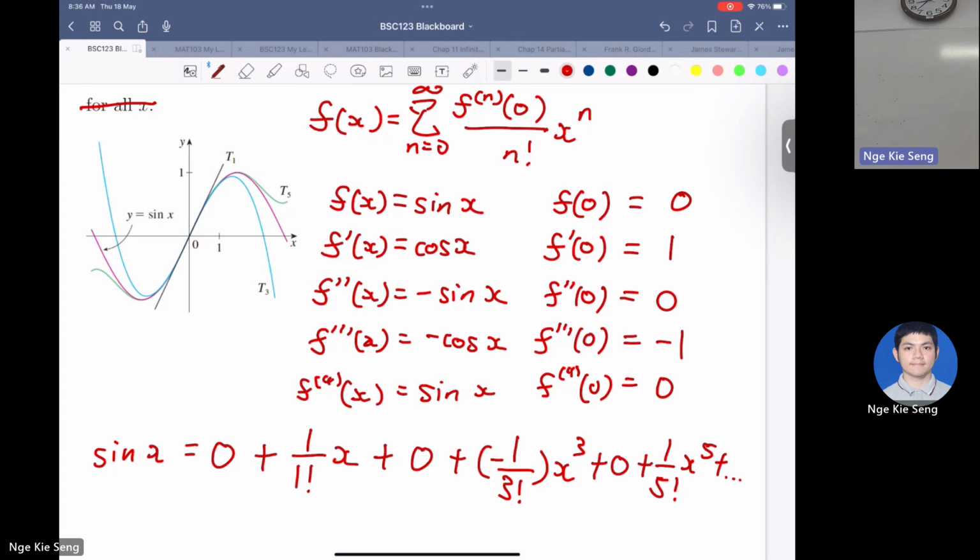Do you know what an even function and an odd function are? You learned this before. Sine x is an odd function, so you can see that only odd terms appear. This really tells you something. For example, cos is an even function. If you try to compute the power series, only the even degree terms stay and the odd terms disappear. You can try and compute it.